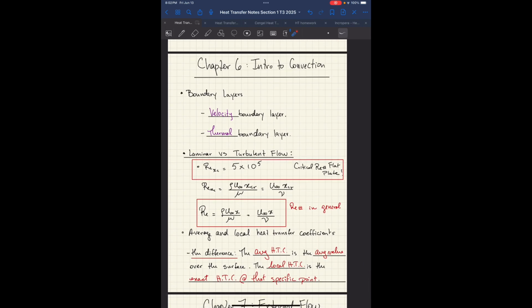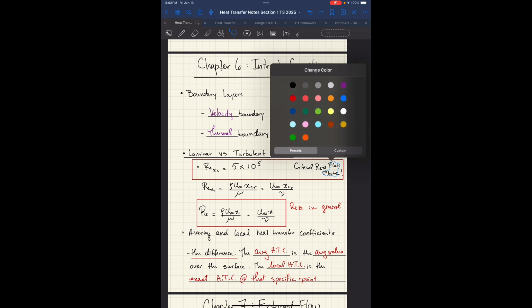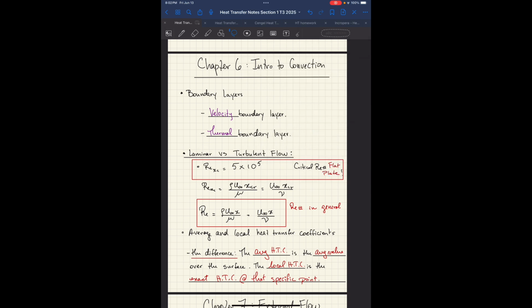Now, for a flat plate, the transition between laminar and turbulent is a Reynolds number of 5 times 10 to the 5. In short, the Reynolds number tells you whether or not your flow is laminar or turbulent. For a flat plate, and I'm emphasizing that because the critical Reynolds number changes depending on what type of geometry you have. So for a flat plate, the critical Reynolds number, in other words, the Reynolds number where you transition from laminar to turbulent, is 5 times 10 to the 5.